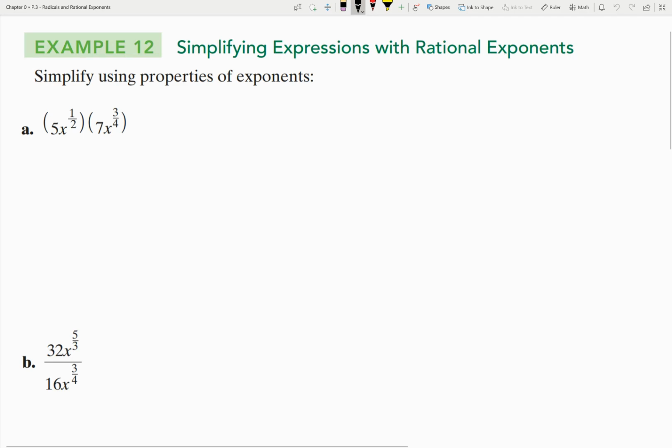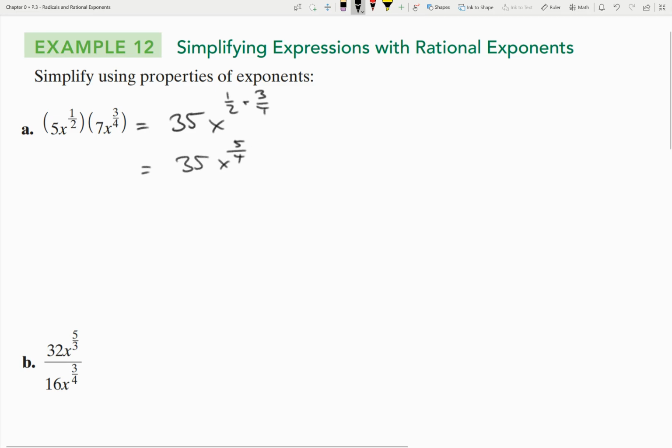For instance, in this expression, to simplify this, I have to get rid of all the fractions and I have to put all the x's together. So first, I'm going to put this 5 times the 7 together and give me a 35. Now it becomes x to the 1/2 plus 3/4. Of course, make a common denominator, all that nice stuff, and we get that x is now to the 5/4.